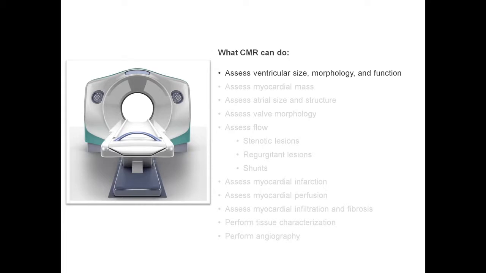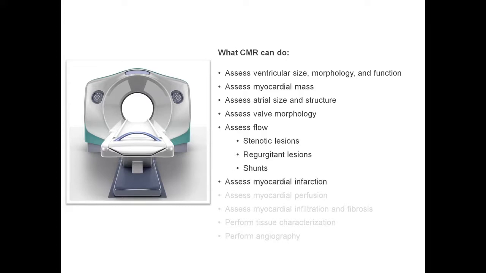It can assess ventricular size, both of the left and right ventricles, including morphology and function. It allows us to assess myocardial mass with an accuracy that is second to none. And we can also use CMR to assess both left and right atrial size and structure. We can assess the morphology of all 4 heart valves. And we can also use CMR to assess blood flow, which means we can quantify the severity of stenotic valve lesions and regurgitant valve lesions, and we can also quantify the severity of any intracardiac shunts.